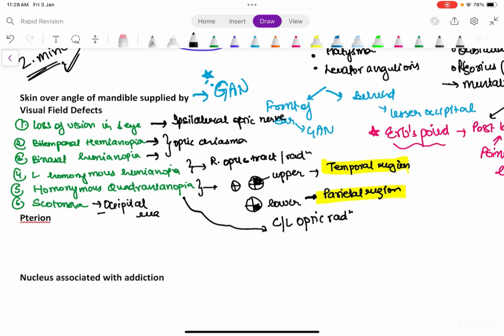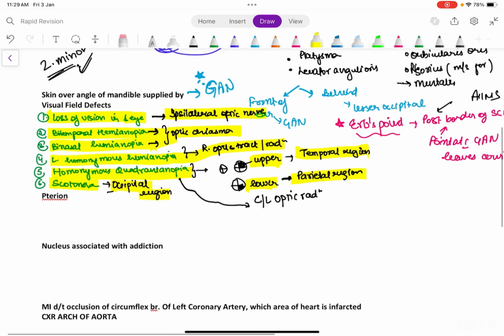the occipital region. All right, so loss of vision in one eye is ipsilateral, bitemporal is optic chiasma, binasal is also optic chiasma. Then left homonymous is right optic radiation. Then homonymous quadrantanopia is upper and lower. Then scotoma is the occipital region.